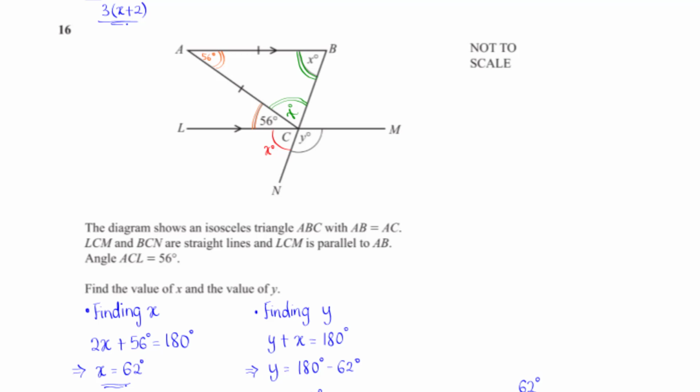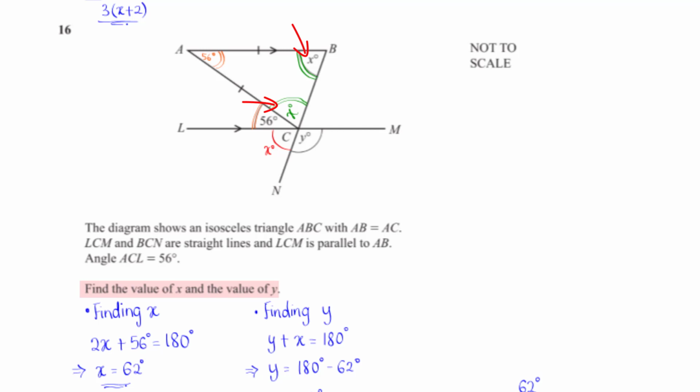The diagram shows an isosceles triangle ABC with AB equals AC. LCM and BCN are straight lines and LCM is parallel to AB. Angle ACL is equal to 56 degrees. Find the value of x and the value of y. These two angles here are alternate angles. Alternate angles are equal, and so angle BAC is also equal to 56 degrees.